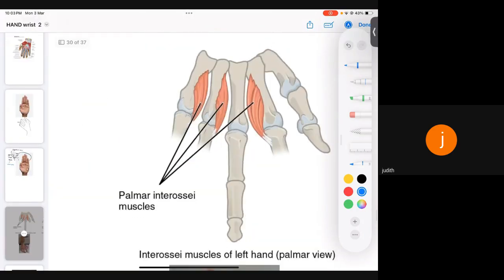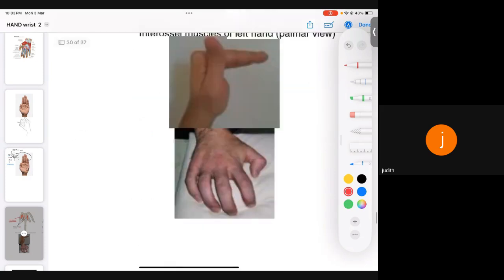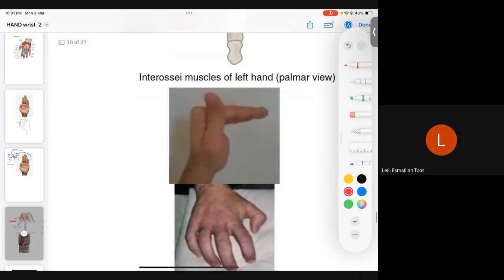Then we have our interosseous muscles. We already discussed interosseous muscles: muscles present between the bones, osseous meaning bone, right? In between the bones you have interosseous muscles. We discussed that the nervous supply is the ulnar nerve. And what's the function of these muscles? We already know that the dorsal abduct, palmar adduct, right? Okay, then we discussed our lumbricals.